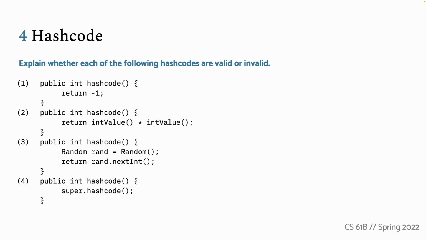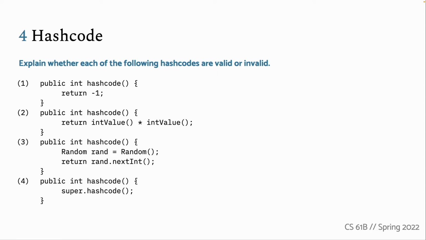Okay, so let's talk a little bit more about hash codes. We're going to explain whether each of the following hash codes is valid or invalid. Just as a refresher, there are two different axes upon which you can think of hash codes. The first is valid or invalid. Invalid hash codes, for instance, are non-deterministic, which means that they don't return the same value every time you call them, which, if you think about it, would naturally make it impossible to use for hashing or hash sets or anything, because you would end up getting a different value every time.